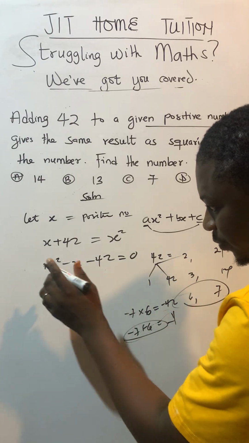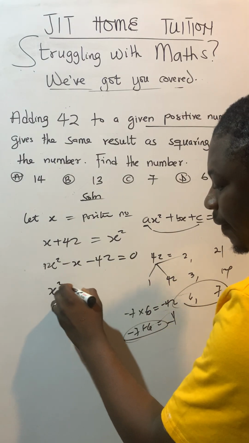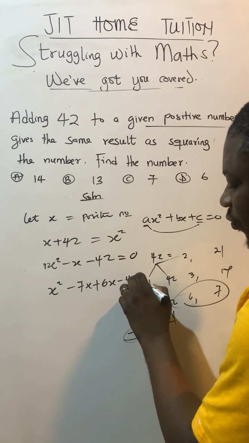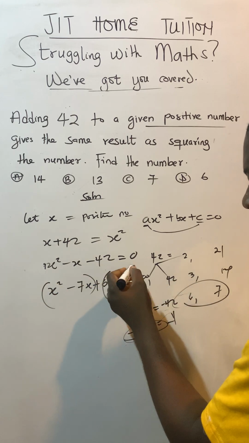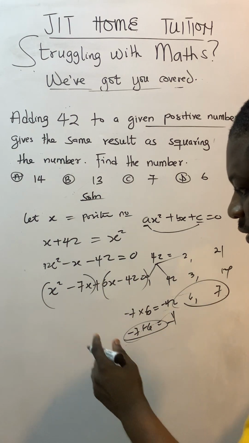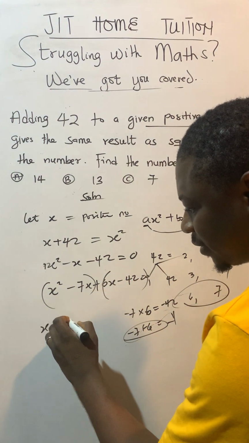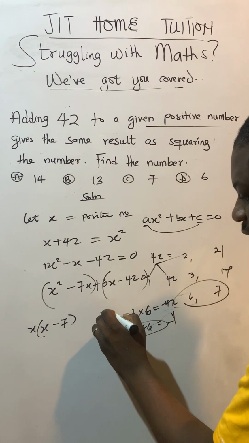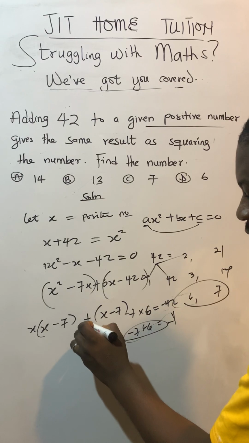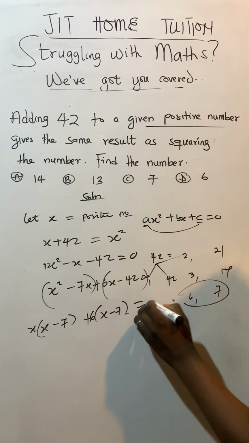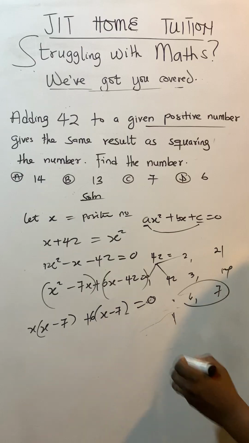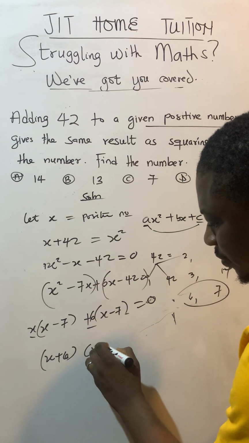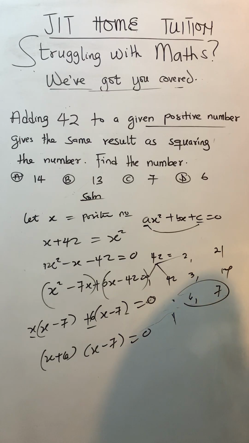So we are going to replace it with this, which is x squared minus 7x plus 6x minus 42 equal to 0. Put this one in brackets, the last one also in brackets. So in the factor, you have x outside, x minus 7 this way. Then here too you have x minus 7 and here plus 6, everything equal to 0. So you have x plus 6, x minus 7 equal to 0.